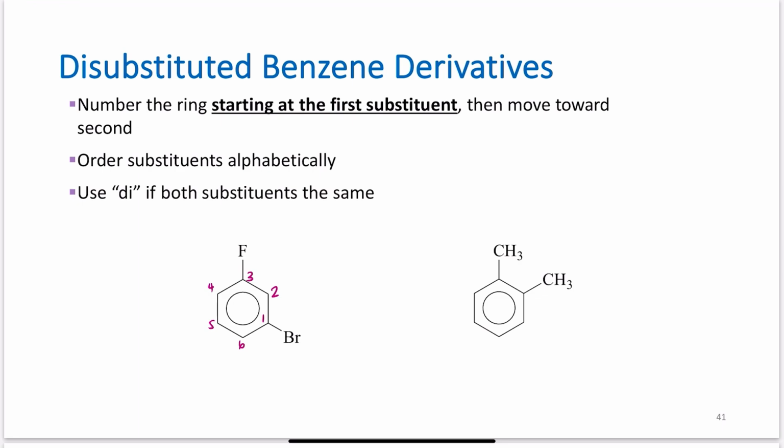I'm giving up. That's getting messy. If you get 2 of the same, just call it di. I'm not going to call this methyltoluene. I'm just going to call it 1,2-dimethylbenzene.